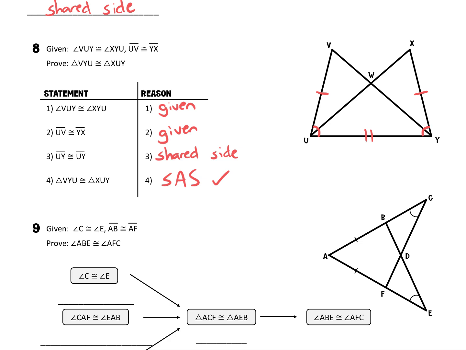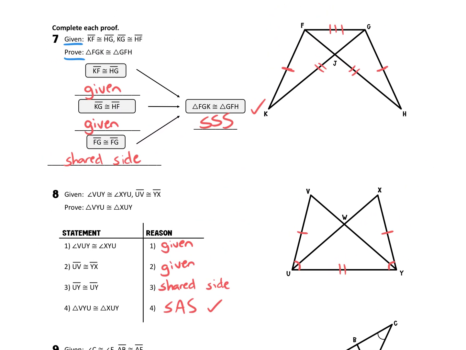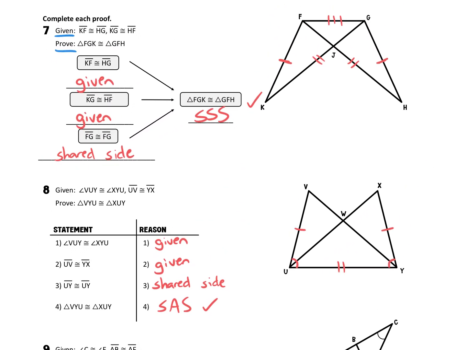Do you see a pattern between 7 and 8? What do we always start with? Given. What we're given. What do we look at next? Shared. What's shared, and then what do we look at next? Actual proof. The actual proof, what we're proving with our triangle congruent statements. Okay, it will follow that same method every single time.